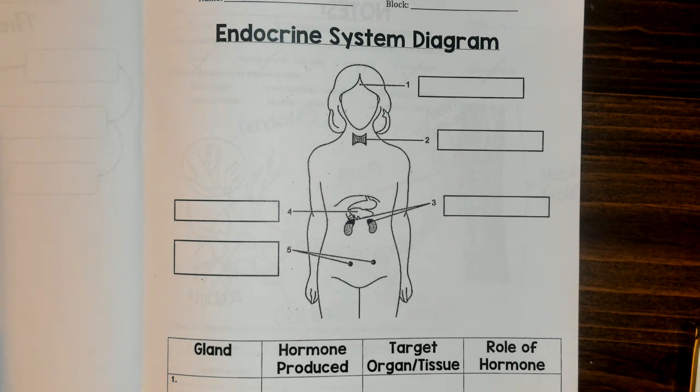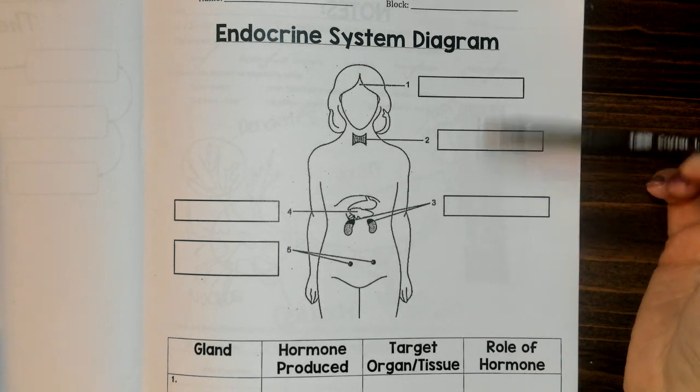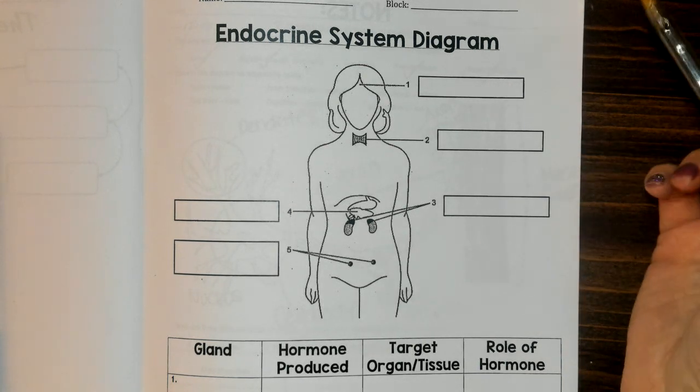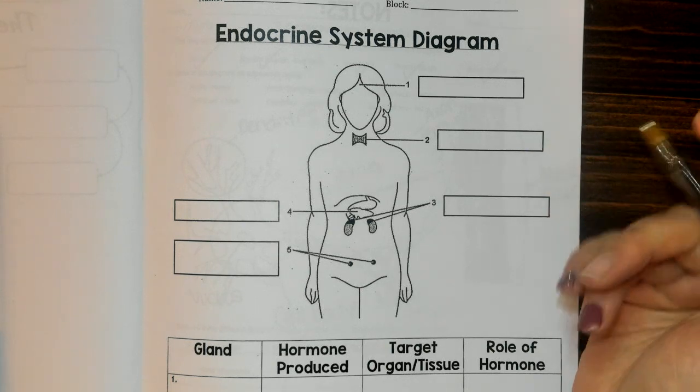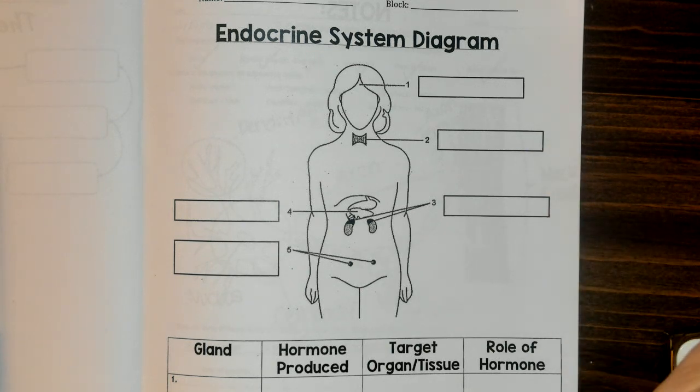At this point, you should have already completed the YouTube video and notes, and also watched my YouTube video on the endocrine system. So, what we're going to do is complete the endocrine system diagram. We talked about 6 different main glands in the endocrine system. We know that there are more than 6, but for the purpose of 7th grade life science, we're only going to focus on 6 of those.